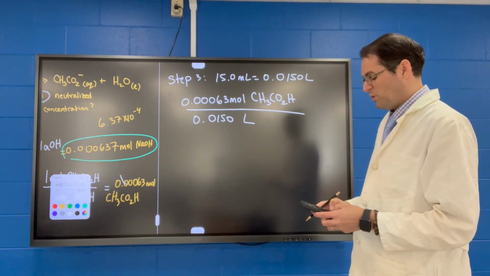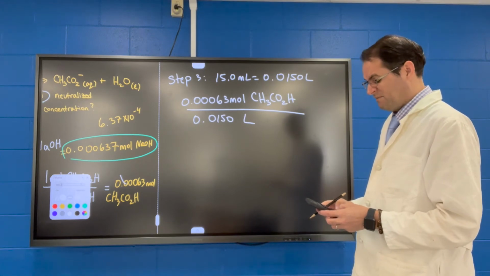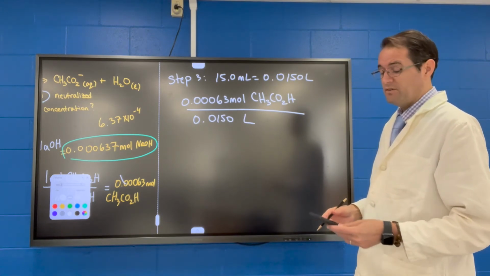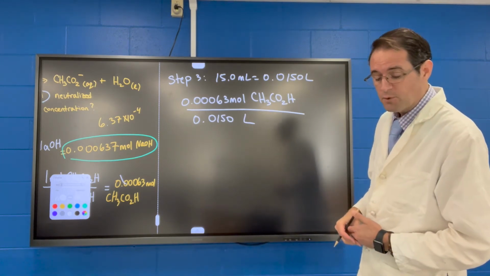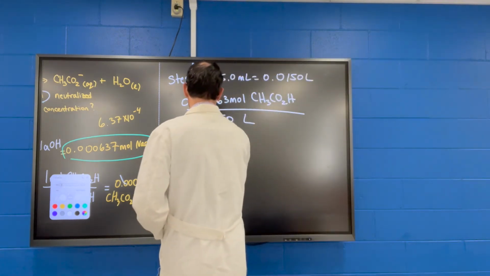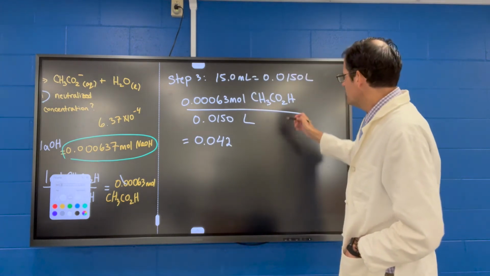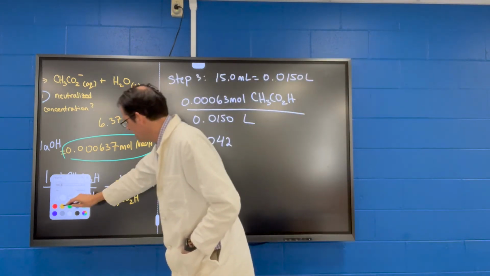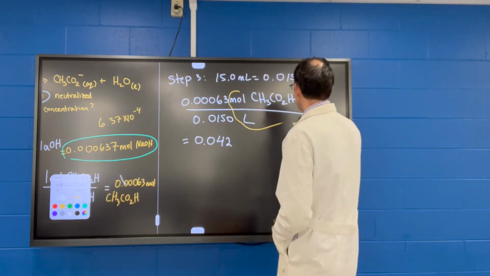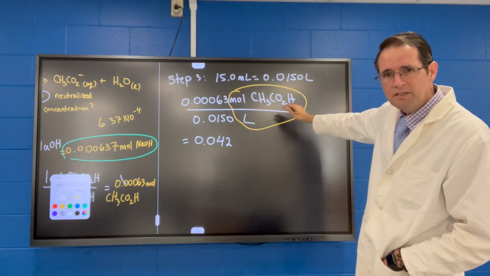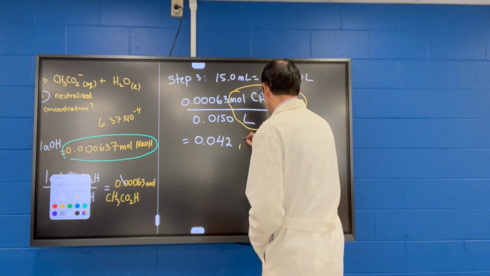So you've still got that on your calculator. Divide by 0.015, and you get 0.042. Now, what are the units here? You can write moles of CH3CO2H per L, or you could write capital M.